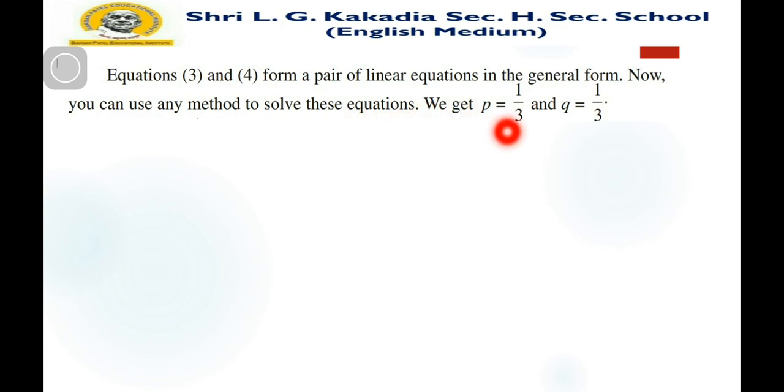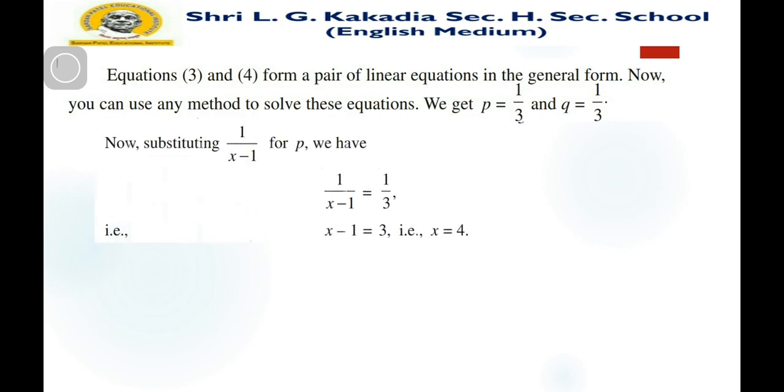We get p is equal to 1 over 3 and q is equal to 1 over 3. So after taking one of the methods, we can find the values of p and q, 1 over 3 and 1 over 3. You can use the substitution method, elimination method, or any other method to find the values of p and q. Now we put these values in the assumed values, 1 over x minus 1 and 1 over y minus 2.